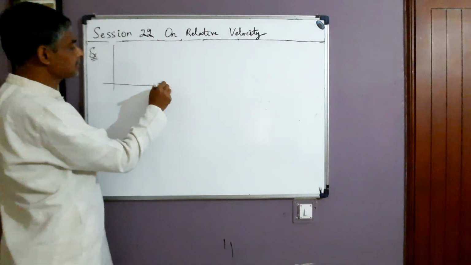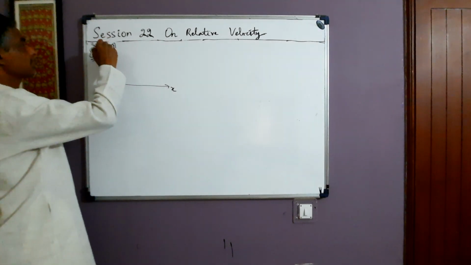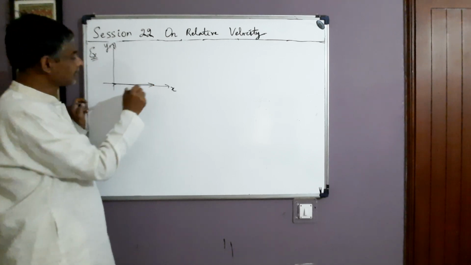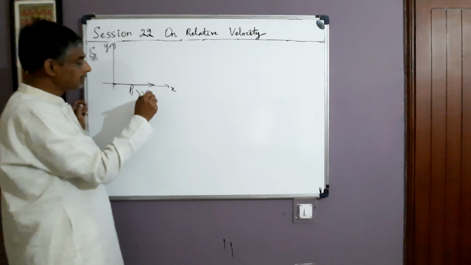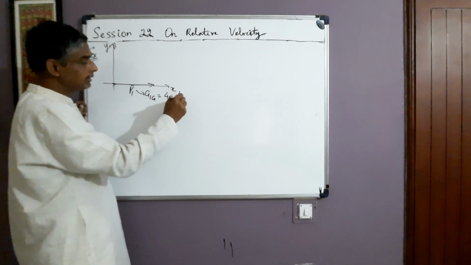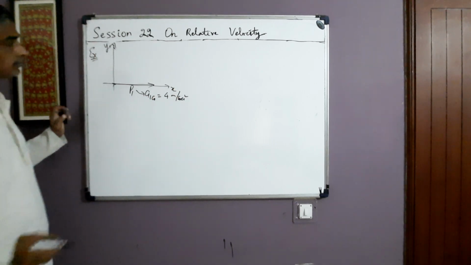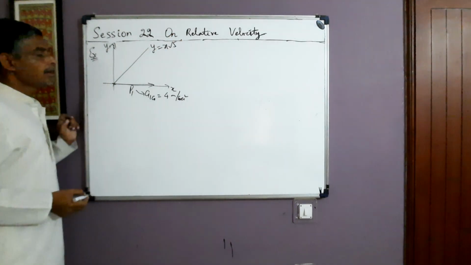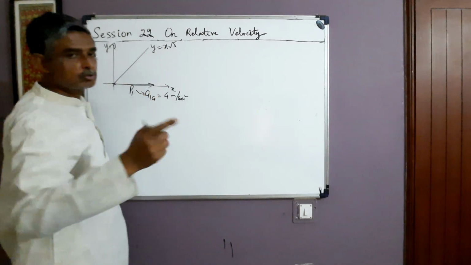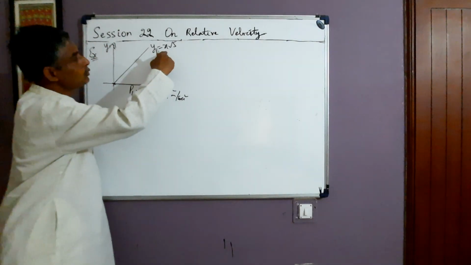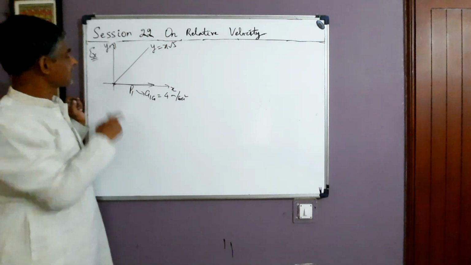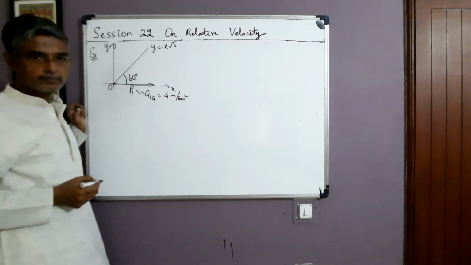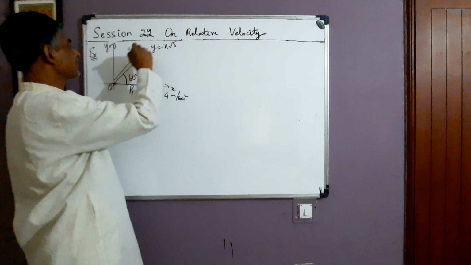This is the x-axis, this is the y-axis, this is the origin. Point P1 moves along x-axis with a constant acceleration a1g equal to 4 meter per second square. P2 moves along this straight line y equal to x root 3. It is known from coordinate geometry that y equal to x root 3 is the equation of a straight line in the xy plane passing through the origin and making an angle of 60 degrees with the positive x-axis. So point P2 moves along this straight line.